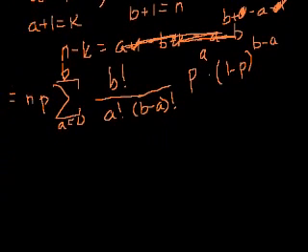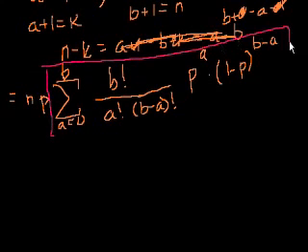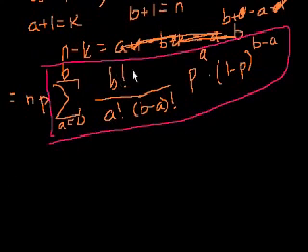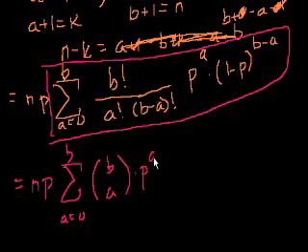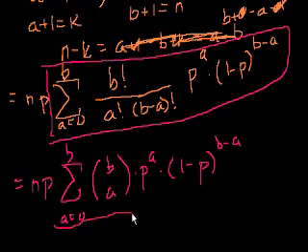And then here, and we're pretty much done now, this right here, what is this? This is the probability of, well, let me rewrite it a simpler way. This is equal to np times the sum from a is equal to 0 to b. What is this? This is b choose a. If I have b things and I want to choose a things from them, how many different ways can I? Times p to the a times 1 minus p to the b minus a. What is this thing here?